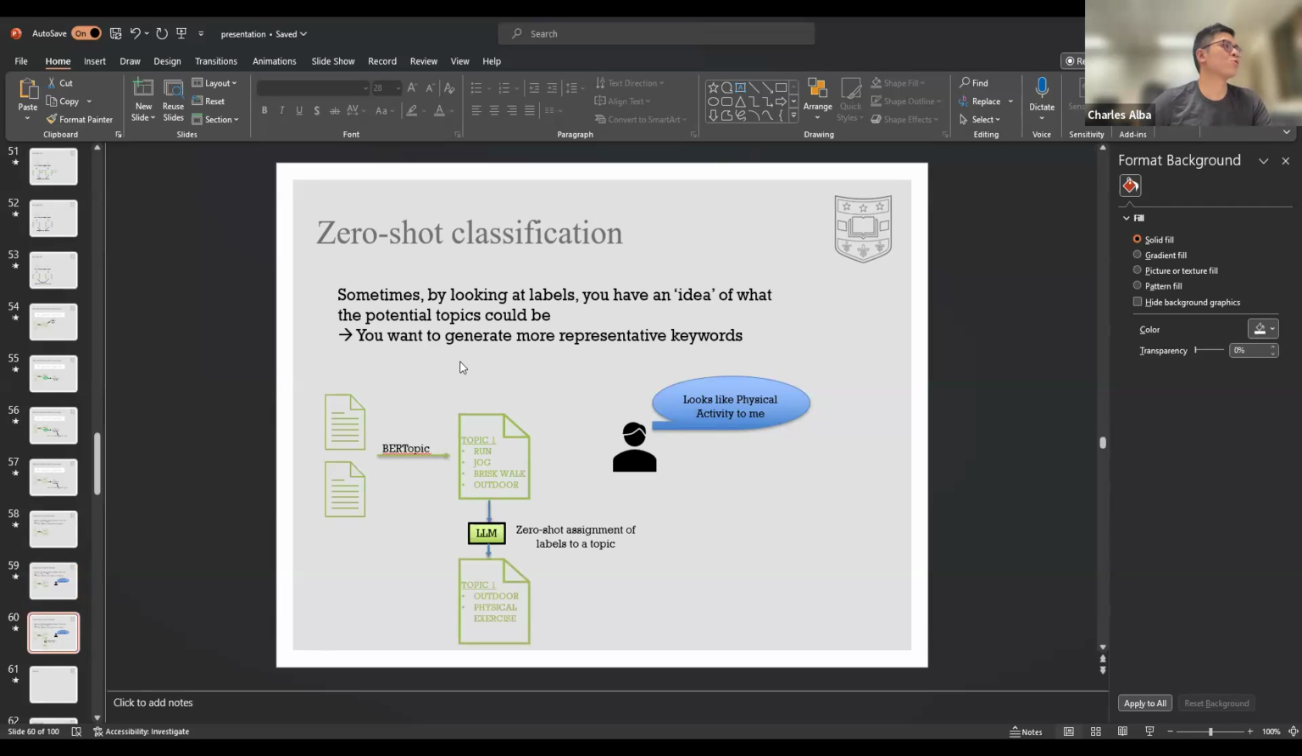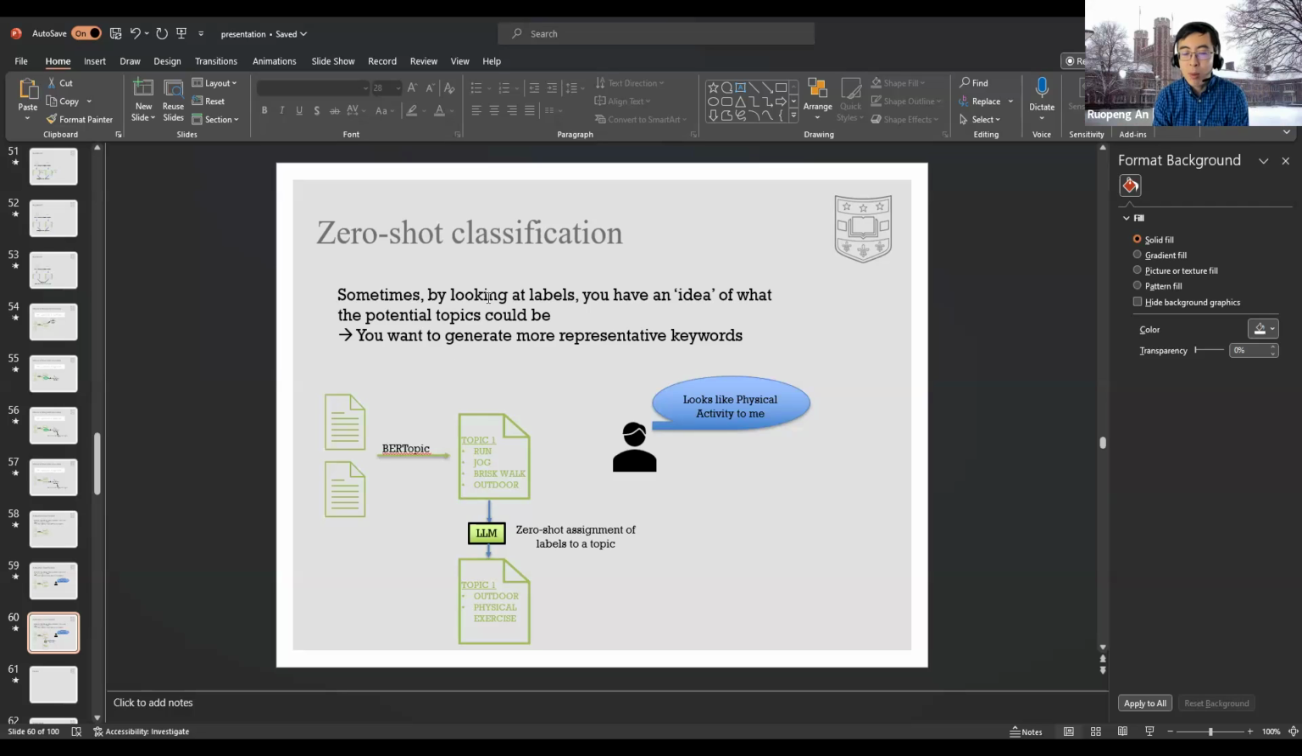Okay, so what I meant to say was, if you had a document with run, jog, brisk walk, and outdoor, you tell the large language model, this looks like a physical activity to me, right? So it performs zero-shot classification, assignment of labels to the topic, and it gives you outdoor and physical exercise, right? Much better than just a bunch of actual physical exercises. It classifies them together, right? But this assumes that you know that this is physical activity, right? So you must tell the large language model, it looks like physical activity to me.